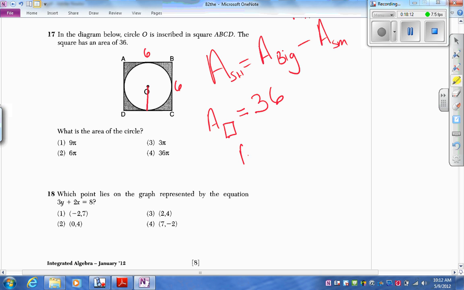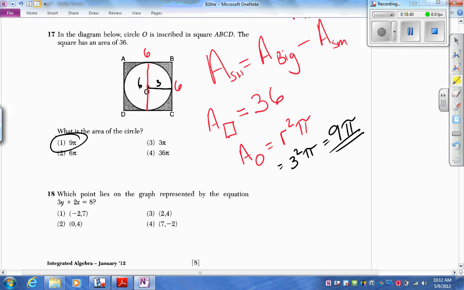Well, the area formula of a circle, you'll remember, is pi r squared or r squared times pi. And since this is 6, then half of it, the radius, would be 3. So this would be 3 squared times pi, which is equal to 9 pi. We're going to do a little bit with that, so that might have been a difficult one. That's choice 1.